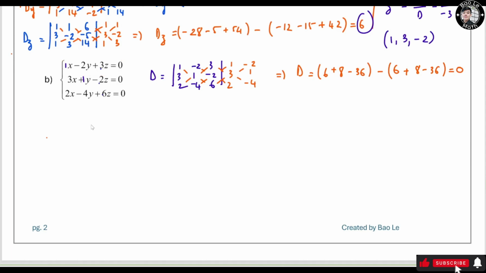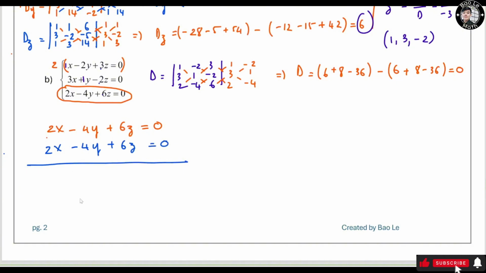Now we need to check to see if the system has infinitely many solutions or no solutions, right? So from the first equation right here, I'm going to multiply both sides by 2. So I'm going to have 2x minus 4y plus 6z equals 0, right? And then I'm going to come back with the third equation right here. Now I'm going to subtract this guy vertically. So it's going to be 0 equals 0, which is true, right? So the system has infinitely many solutions, right?